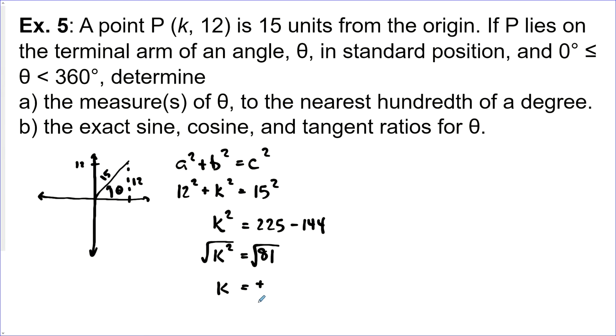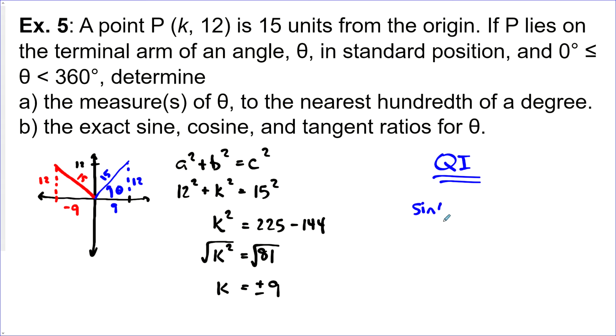plus or minus 9. Now that's interesting. It gave us two k values. So the plus 9 obviously goes here, but that means that the minus 9 goes on this side over here. So there's going to be two different solutions here, one in quadrant 1 and one in quadrant 2. Let's do quadrant 1 first in blue.